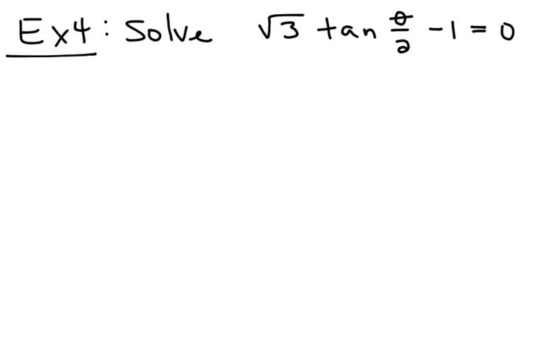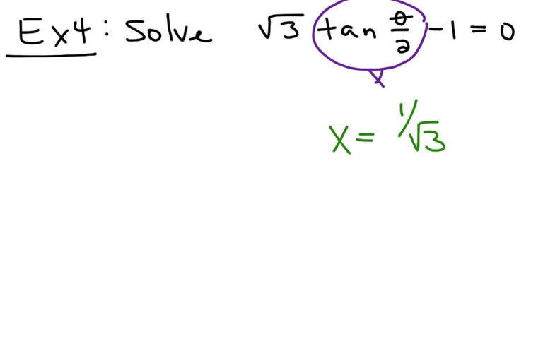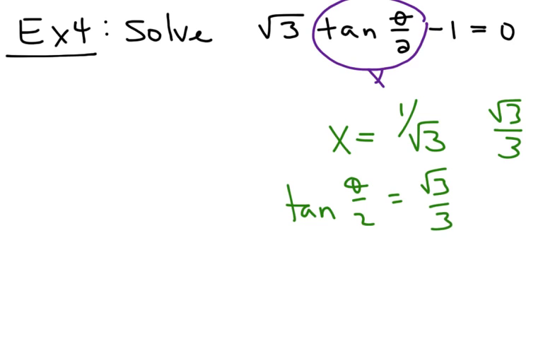The last problem we're going to work on: the square root of 3 tangent theta over 2 minus 1 equals 0. Again, pretend for a moment like that's x. So if I solve this for x, I find out that x is 1 over the square root of 3, which is square root of 3 over 3, by the way. That means it's one of our special angles. Well, this is really going to be tangent theta over 2 is equal to square root of 3 over 3.